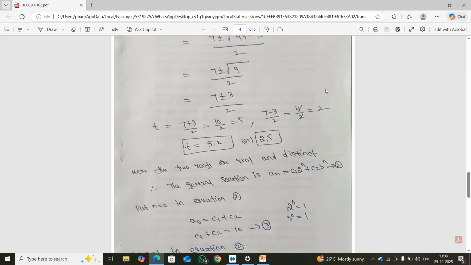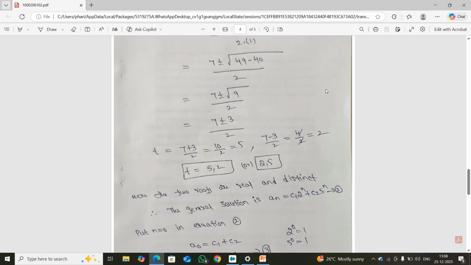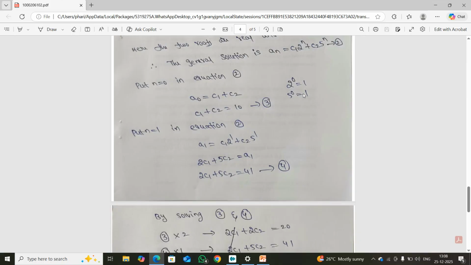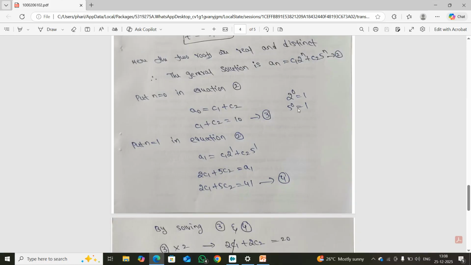Here in the question, a naught equal to 10 and a1 equal to 41 are the initial conditions. Now we solve for c1 and c2. How to find the c1 and c2 values? By using the substitution method. First of all, a naught equal to 10, substitute in equation number 2.